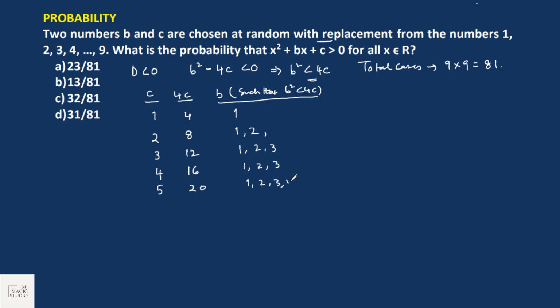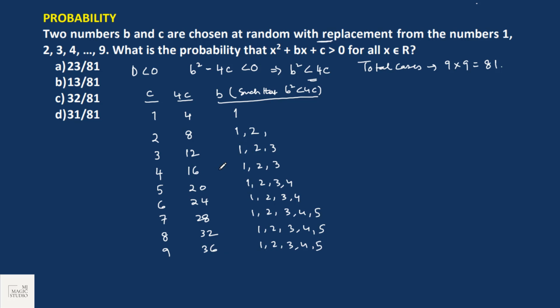5, 20, here we can have 1, 2, 3, 4. On the similar fashion, 6, 24, 1, 2, 3, 4. 5 square is more. 7, 28. Here we can have 1, 2, 3, 4 till 5, because 5 square is 25, which is less than 28. If c is 8, then it would be 32. 1, 2, 3, 4, 5 again. And for 9, 36, we will again have 1, 2, 3, 4, 5.